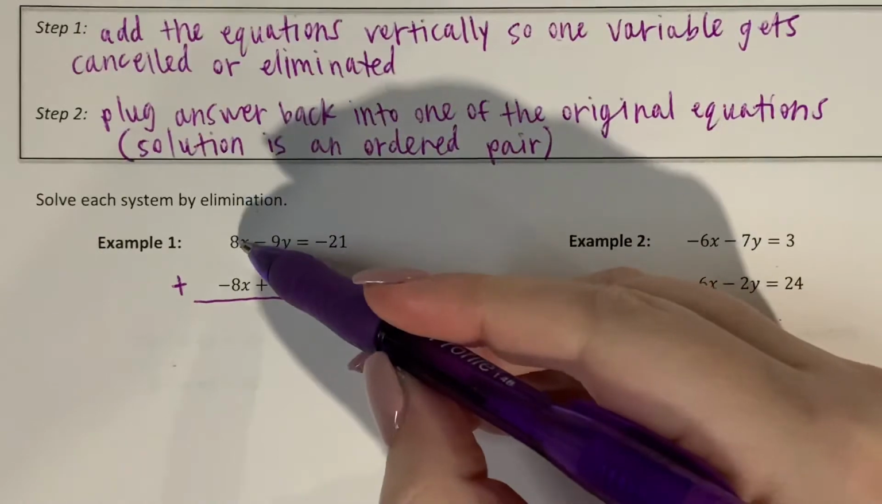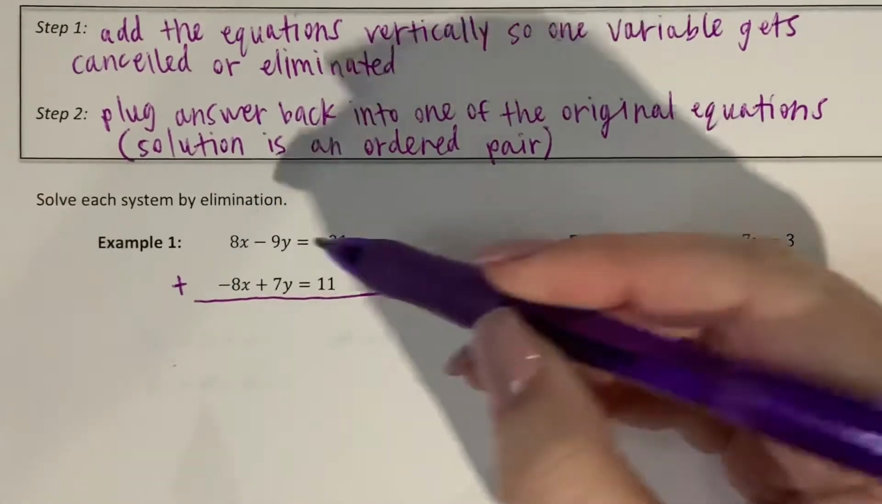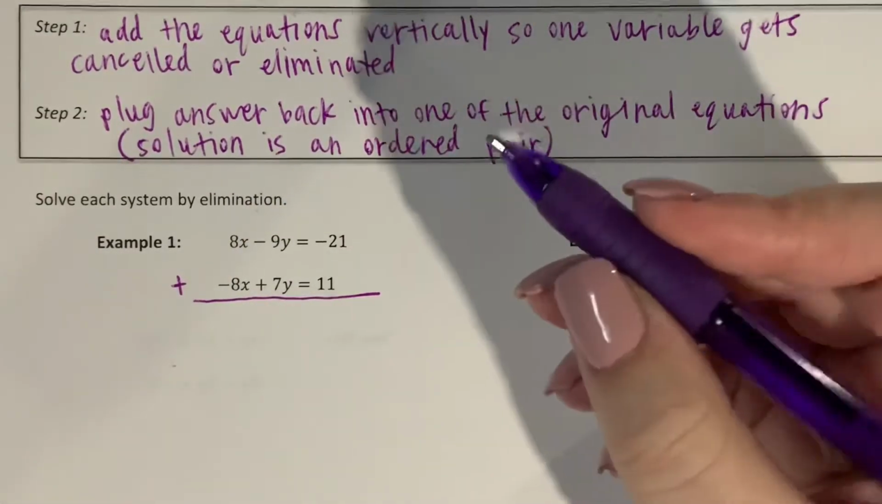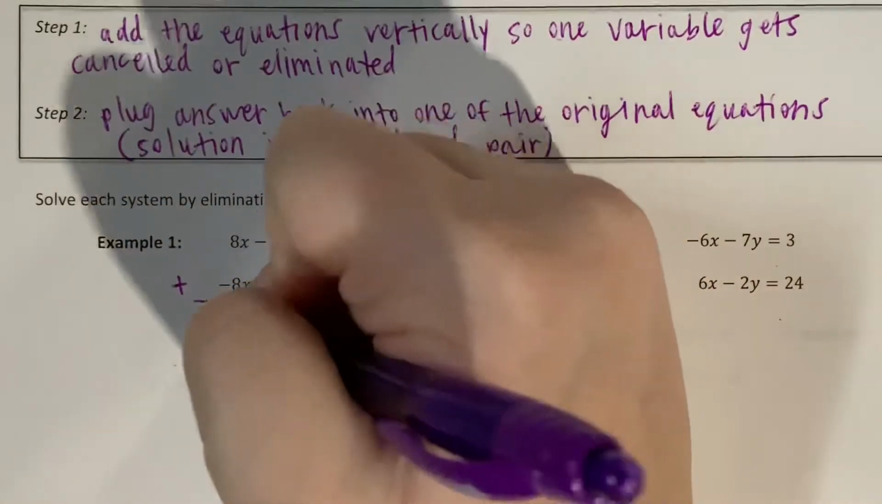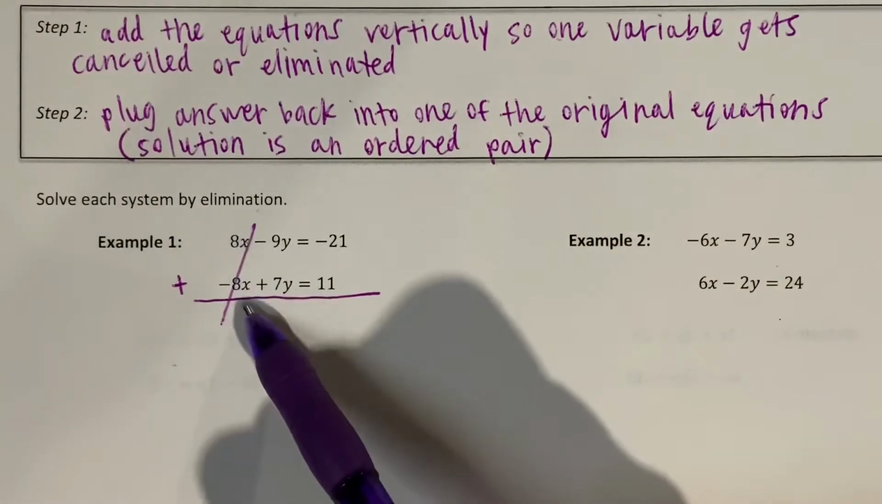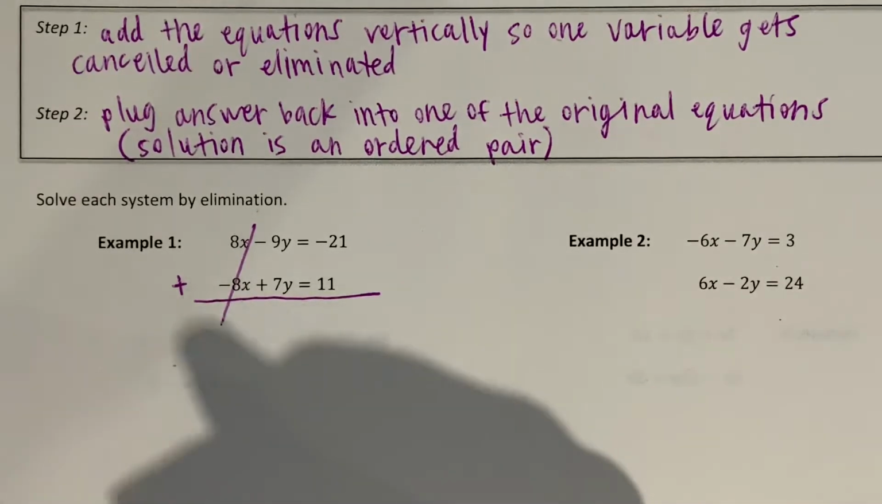So I'm doing 8x plus a negative 8x. So I'm saying, what's 8x minus 8x? Well, that's just 0. That cancels. So my x's just canceled or got eliminated, which is what we want to happen. We want one of our variables to drop out of the problem.